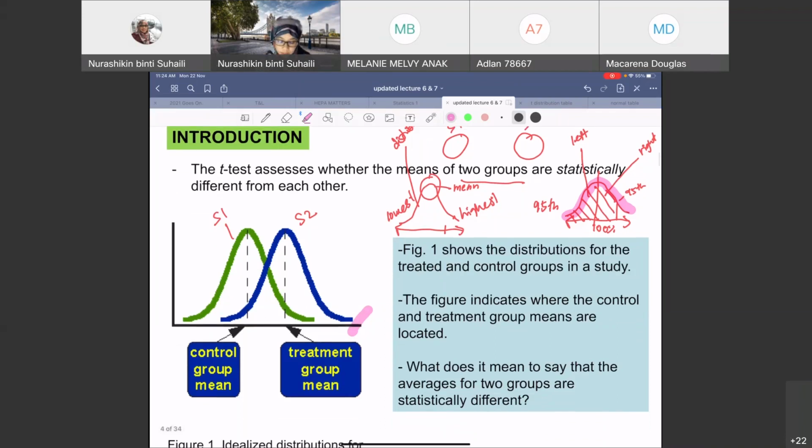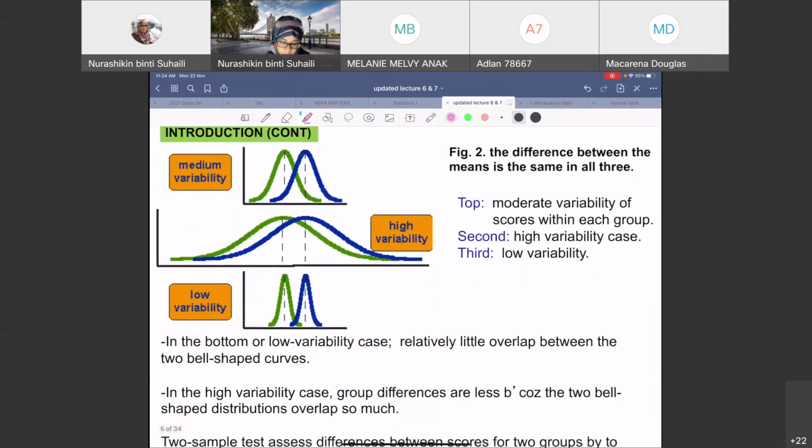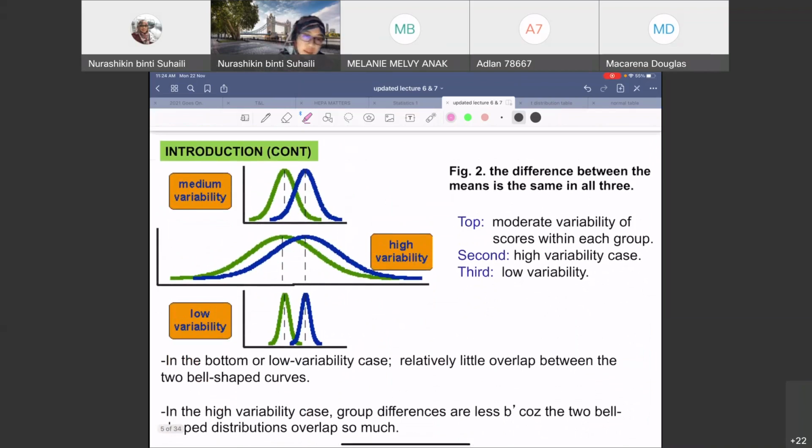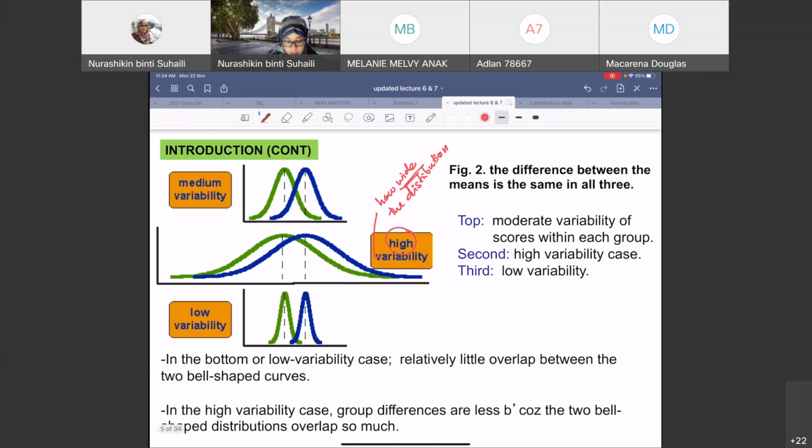When we have these two distributions combined together, what we observe or analyze is the variability. Variability refers to how wide the distribution is. Wide means, if you see here, this one has the highest variability compared to the first and the third. This one is medium and this one is blue, because you can see that the range, the width, is very small compared to the other two.